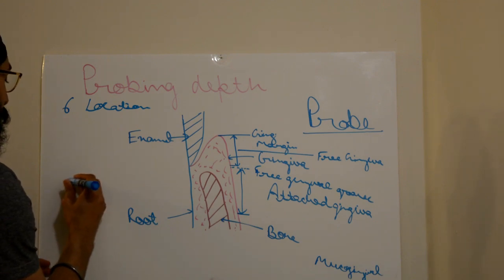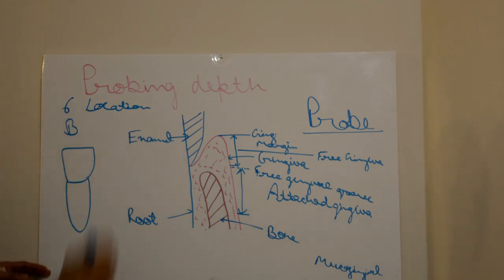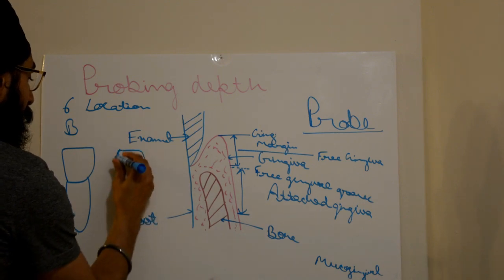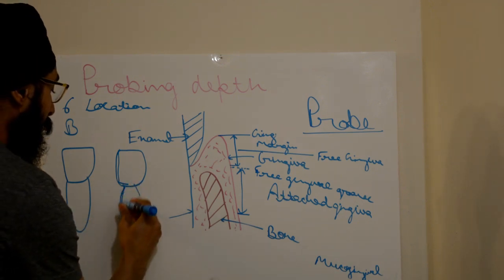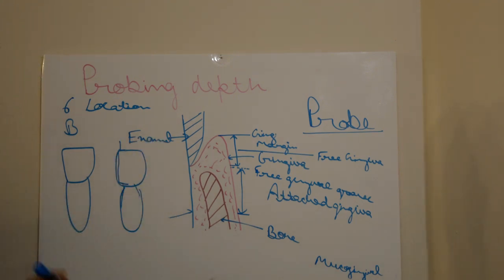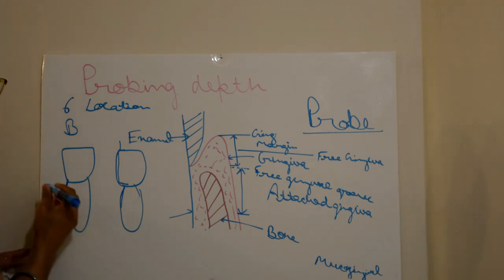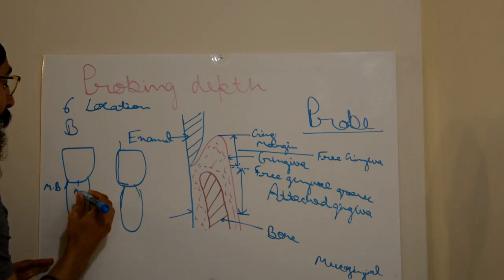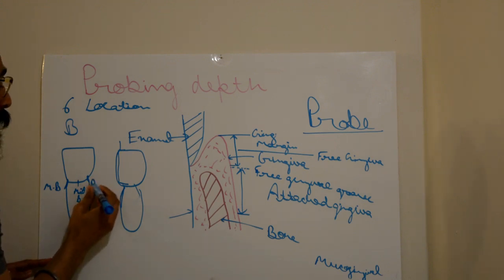Let's say this is the buccal side of the tooth, and this is the lingual side of the tooth. So a dentist will take the probe and first put the probe on this side, which is the mesiobuccal surface of the tooth. Second portion will be the mid-buccal surface. Third portion will be the distobuccal surface.